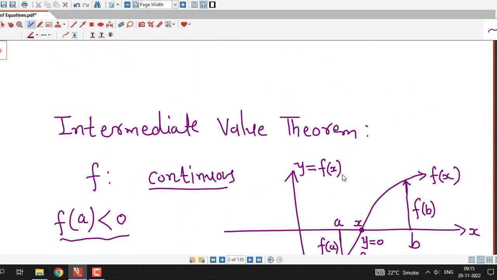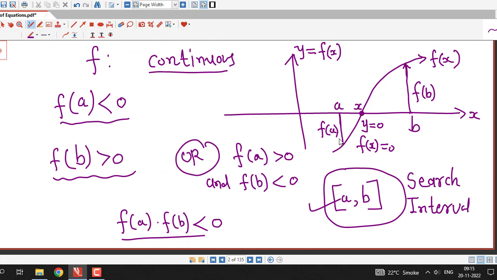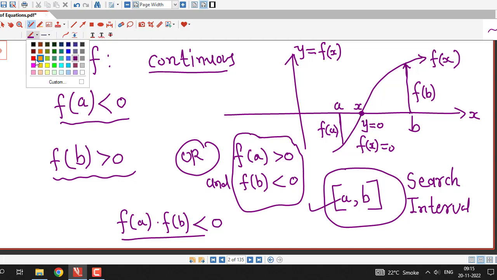So this theorem gives us the guarantee that the root is always in between a and b such that f of a is negative and f of b is positive, or f of a is positive and f of b is negative. So this gives us the guarantee that the root always lies between these two numbers. So we can try to find approximations to the exact root. So this is the idea of the bisection method.